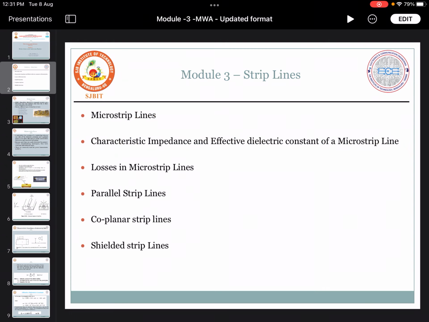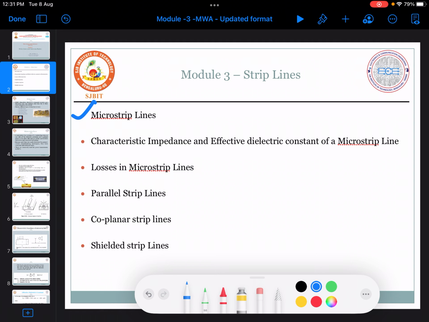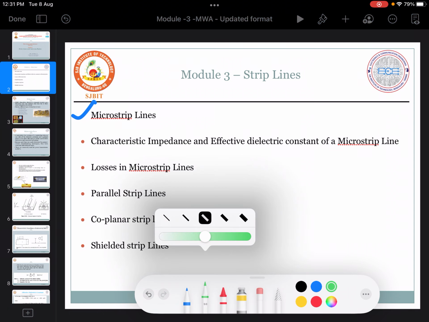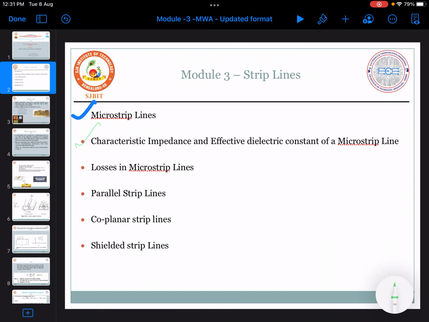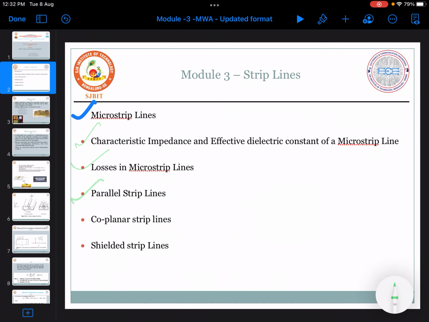So first we'll discuss strip lines. Different types of strip lines include microstrip lines, characteristics of microstrip lines, that is the characteristic impedance and effective dielectric constant of a microstrip line, followed by the losses associated with the microstrip lines, then parallel strip line, coplanar strip line and shielded strip line.